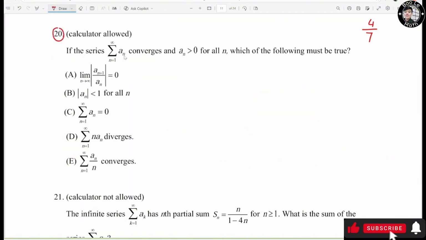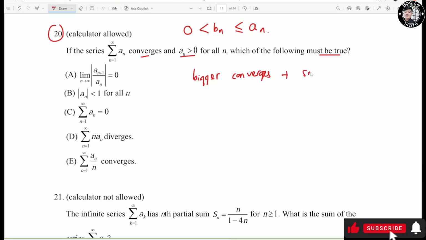Question 20. If the series a sub n converges and a sub n is positive for all n, which of the following must be true? So if you have 0 less than b sub n less than or equal to a sub n, right? Now if the bigger converges, then the smaller converges. The bigger one is a sub n, then this one b sub n. If the smaller diverges, then the bigger diverges.